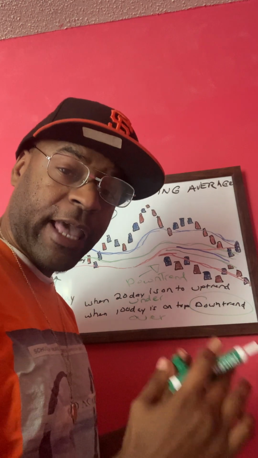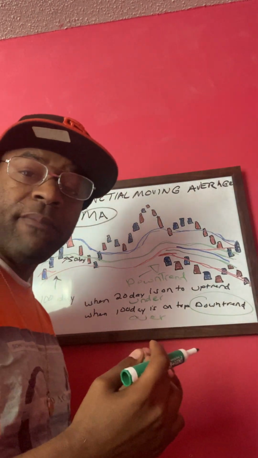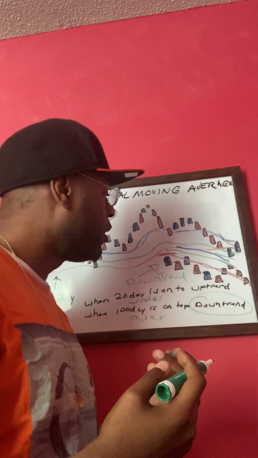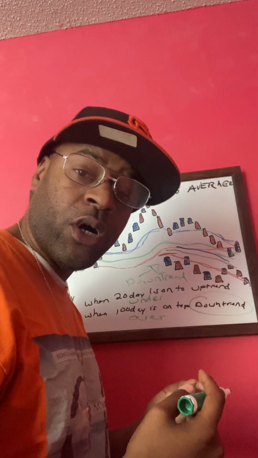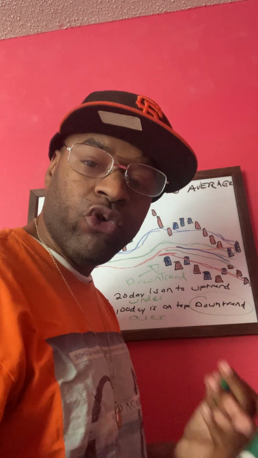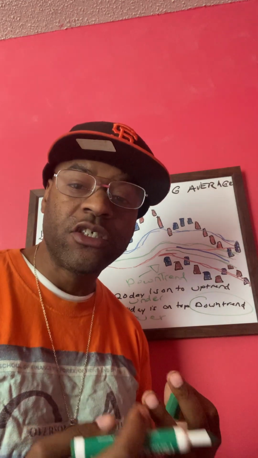That doesn't mean that you take your entry there. You want to look at it. You understand? But it's approaching a downtrend when that happens. Whenever your 100-day crosses both your 50-day and your 20-day, you understand? That's the beginning of signs of a downtrend. Now, once it fully crosses over and that 100-day exponential moving average line fully gets on top of your 50 and 20-day line, it's officially a downtrend.